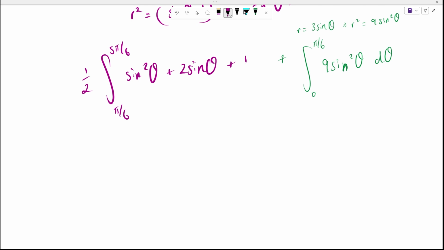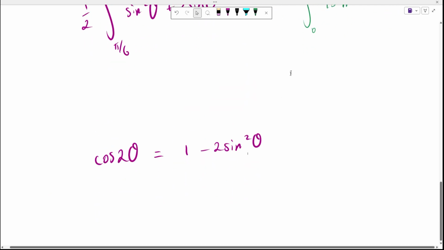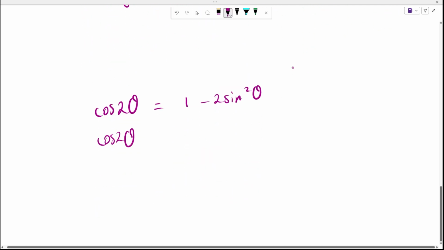So we can't just integrate sine squared theta like this. So what we have to do, we can use our cos 2 theta identity. If you do calculus 2, you can use your recurrence formula. If you're doing something like further pure and you know it, definitely use that. But we're going to be using our cos 2 theta identity, which gives us 1 minus 2 sine squared theta. I'm going to rearrange for sine squared. This gives me sine squared theta.